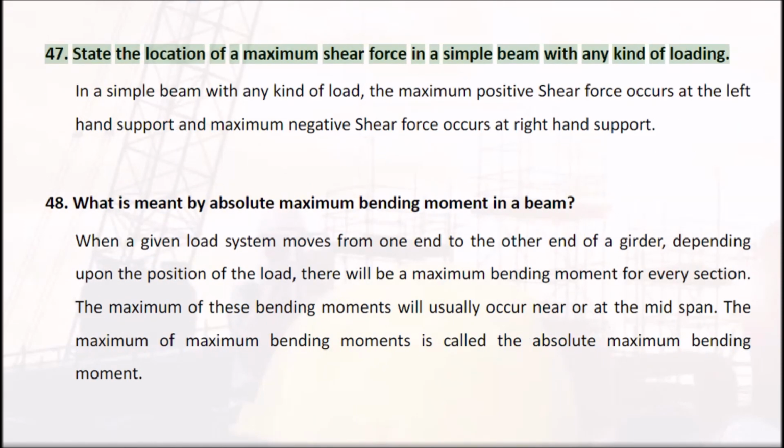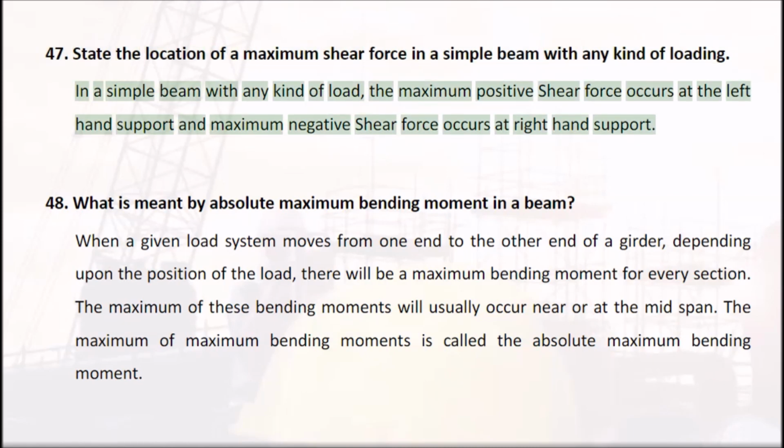State the location of a maximum shear force in a simple beam with any kind of loading. In a simple beam with any kind of load, the maximum positive shear force occurs at the left-hand support and maximum negative shear force occurs at the right-hand support.